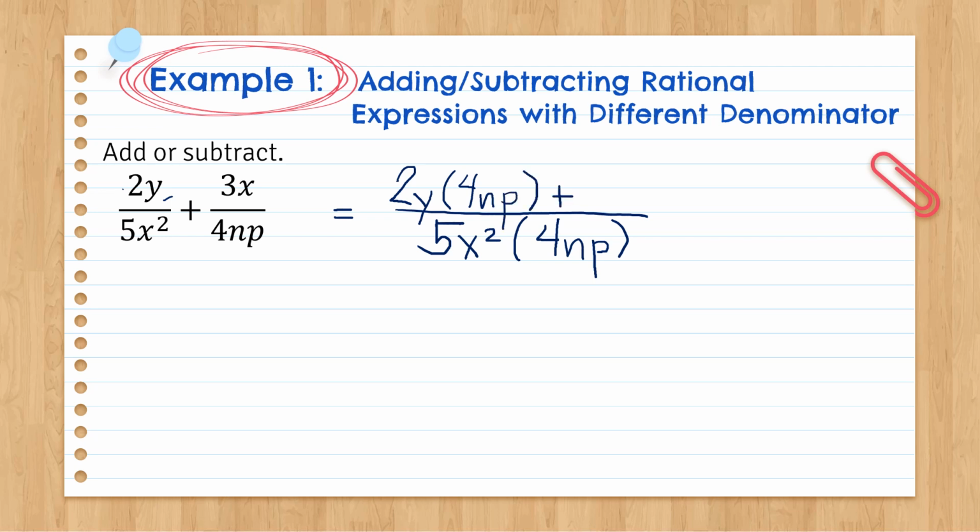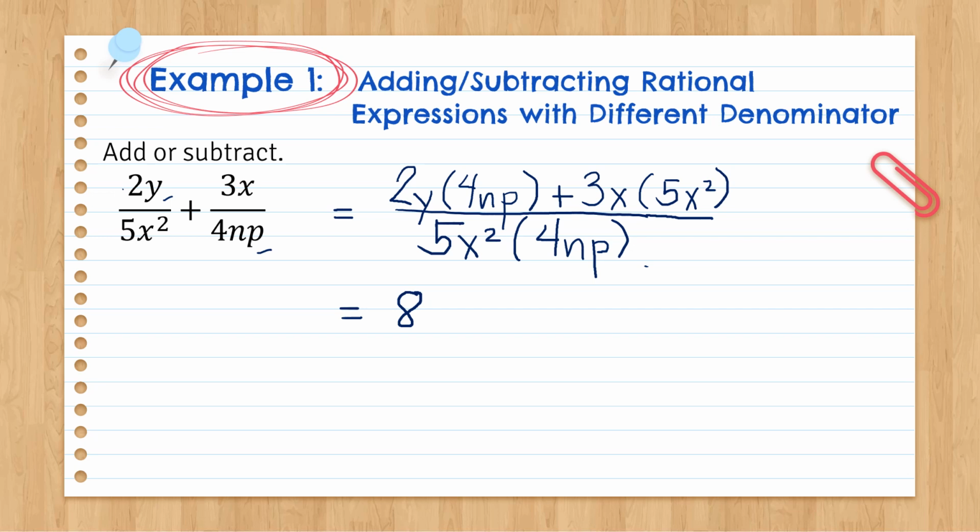plus, looking again to our new denominator and comparing it to our original given, it is only 4np. So we multiply it by 5x squared, the second fraction. That is also what we are going to do with 3x. We multiply 3x with 5x squared. And then we can now simplify our numerator. So multiply the numerical coefficients. 2 times 4, that will give us 8. And then we have y times n times p.